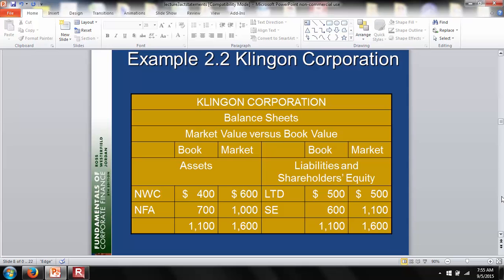What about the fixed assets? It's 700 million on the books. It's 1,000 million on the market value. So again, there's a big difference. What about the long-term debt? Usually, there may not be much of a difference in the case of the bonds or the long-term debt. Shareholders' equity, you will find a big difference. And the market value of equity usually tends to be much higher than the book value.